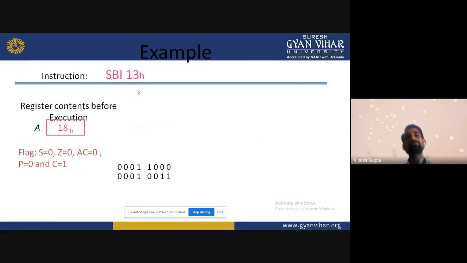So how will we do it? First of all, I will convert 18H to a binary number. 1 equivalent is 0001 and 8 equivalent is 1000. Now I will convert 13H into binary: 1 equivalent is 0001 and 3 equivalent is 0011. Now we are bothered about the carry flag.